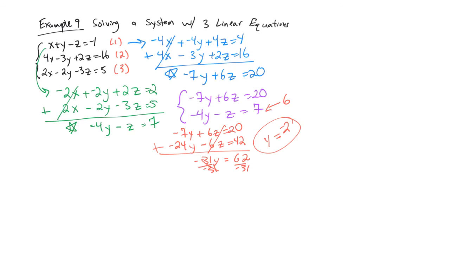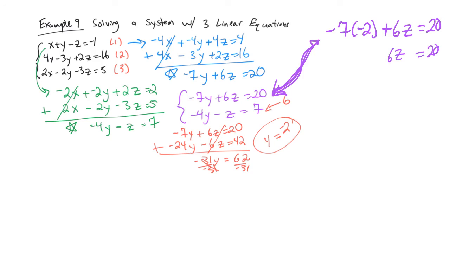I'm going to use this one right here. So we have negative 7 times negative 2 plus 6z equals 20. So 14 plus 6z equals 20, minus 14, 6z equals 6, divide, so z equals 1.